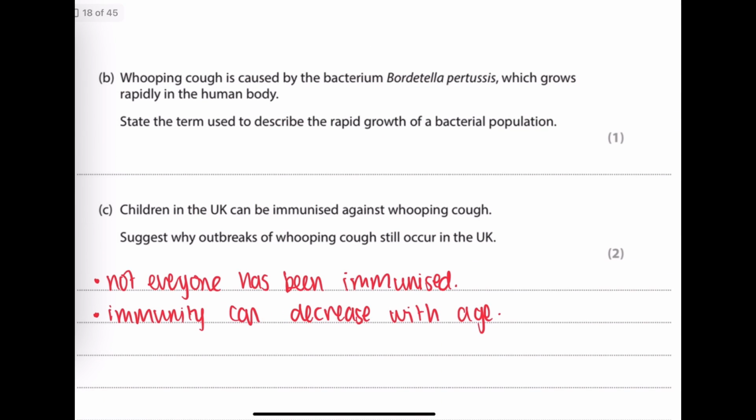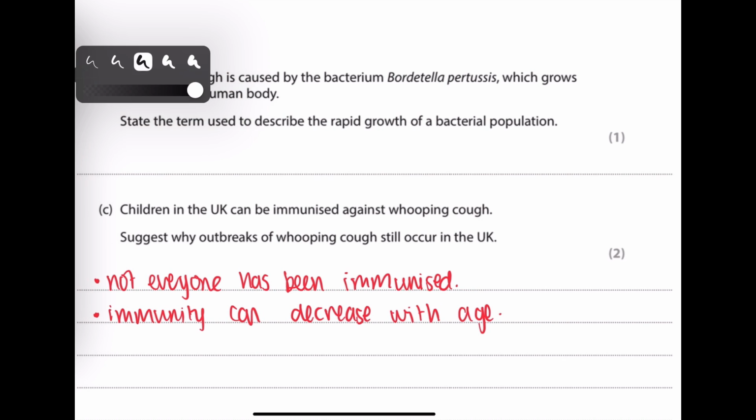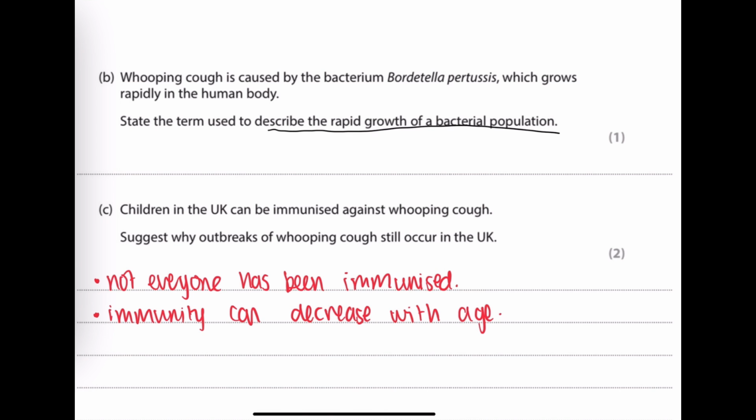So B, whooping cough is caused by bacterium, which grows rapidly in the body. State the term to describe the rapid growth of a bacterial population. This is called exponential growth. This is something that is unique to bacteria, so make sure that you learn it.